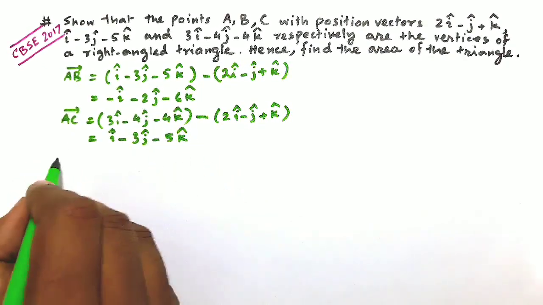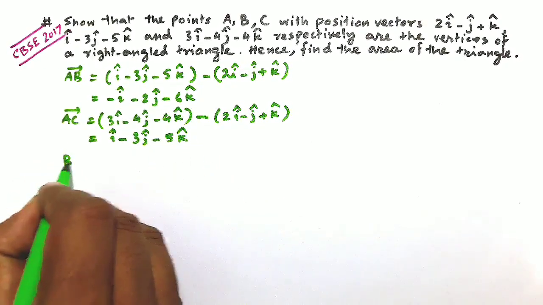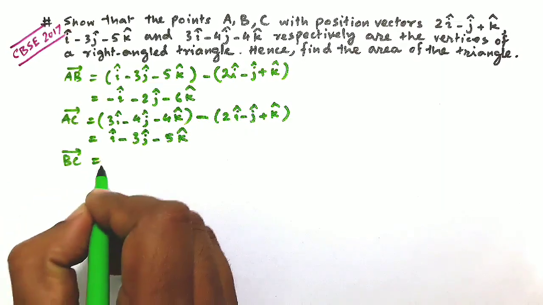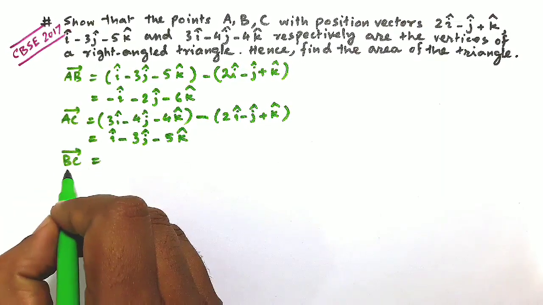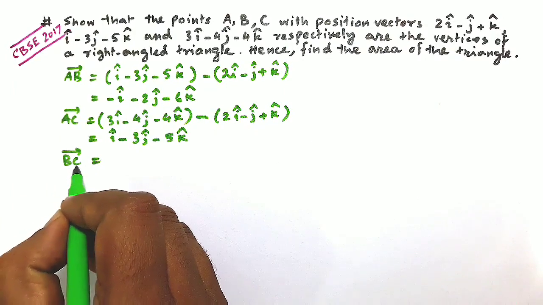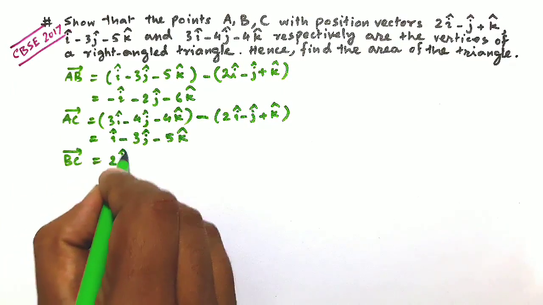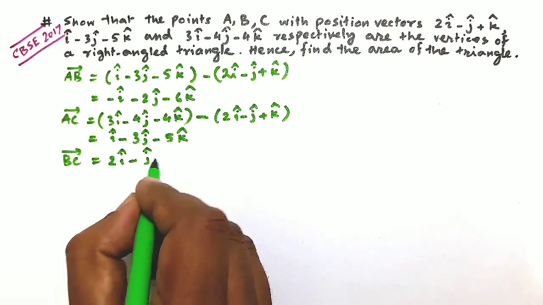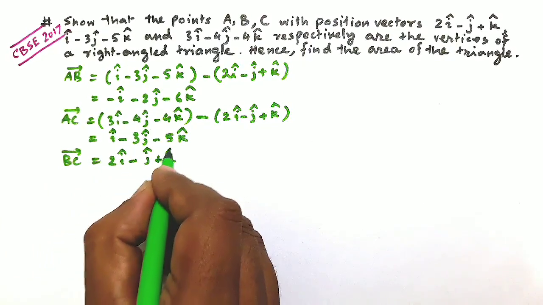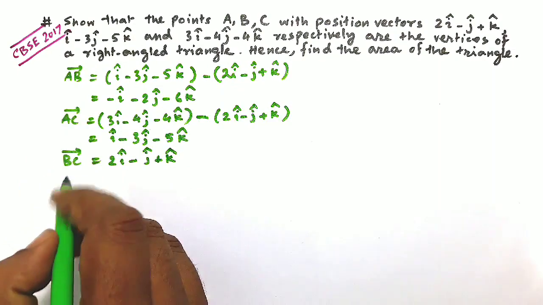Similarly, the other vector BC. The BC vector will be got by just subtracting the position vector of B from the position vector of C. So we are getting 2i cap minus j cap plus k cap. Okay. So all the vectors are got.